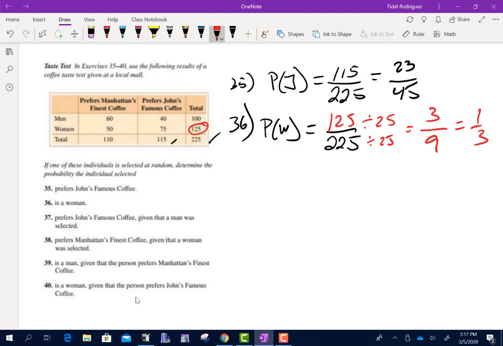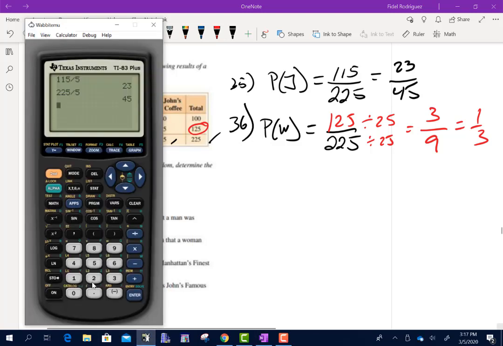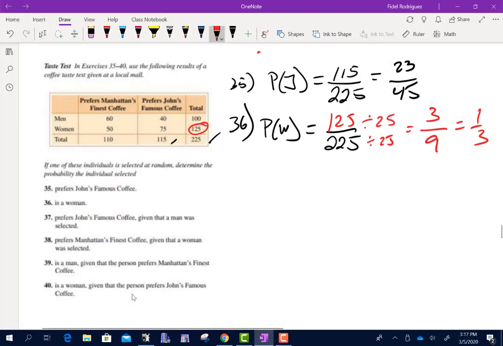Let me make sure I just did that right, guys. Hold on. So let's see. 225 divided by 5. Oh, I'm sorry. 225, sorry, divided by 25, not 5, was 9. Okay. 125 divided by 25 was 5. Why did I put a 3? That didn't seem right. Okay. Oops. 5. And so it stays 5/9, right? Sorry about that, guys. There we go. Okay, so now number 37.